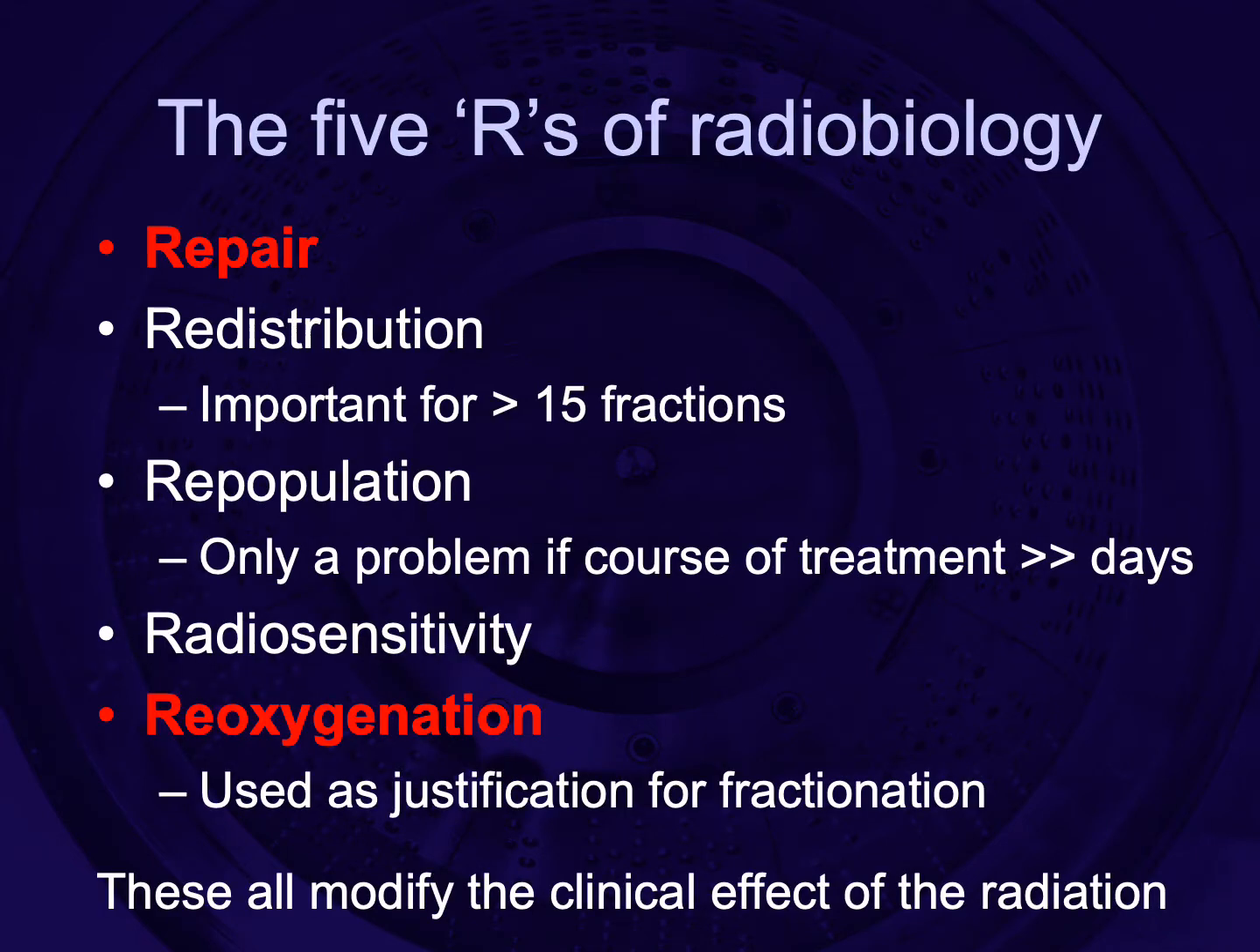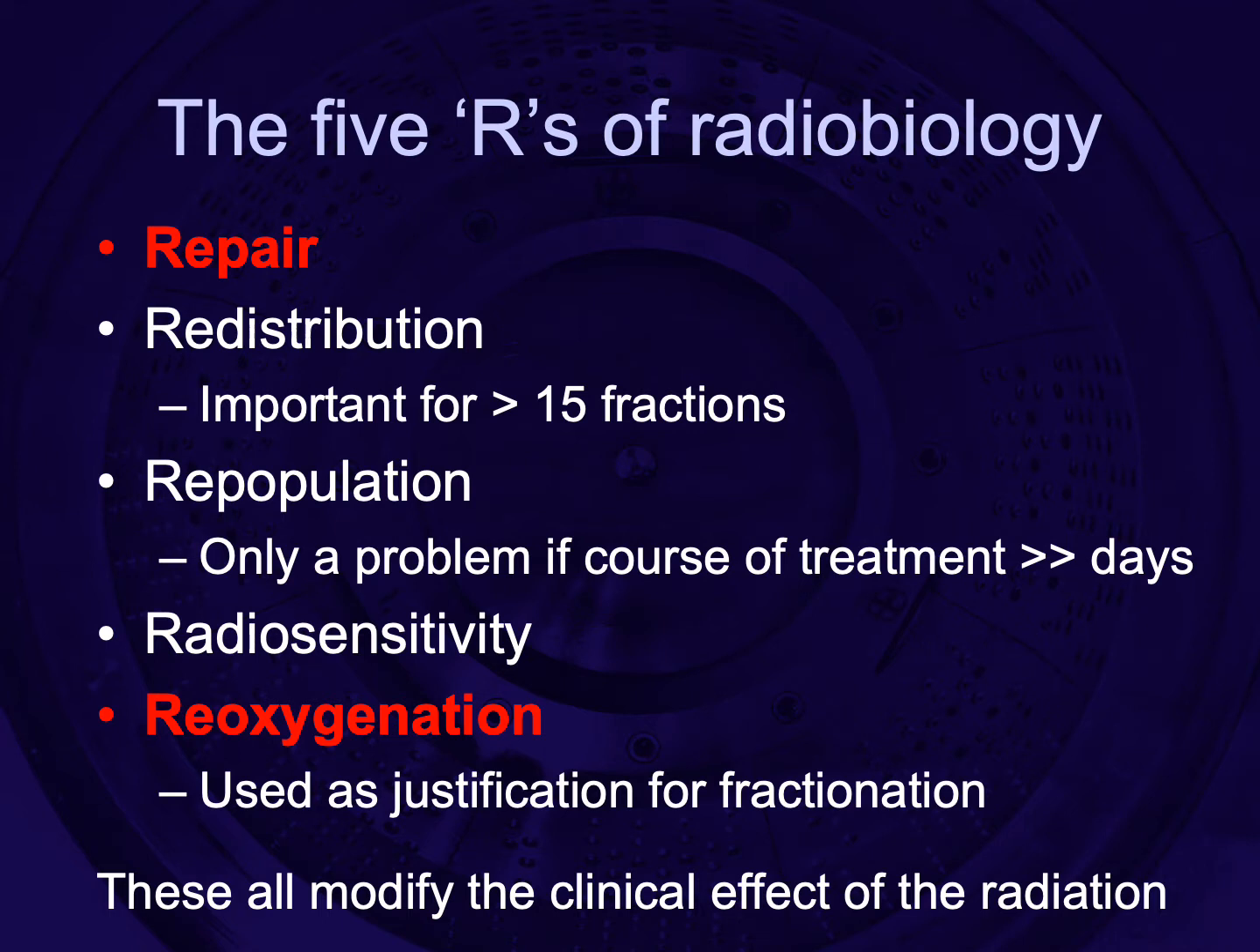So we have the 5 R's of radiobiology. These are well known. The first one is repair. I'll be dealing with that later on. Redistribution is important if you're treating in a number of daily fractions, but you need typically at least 15 fractions to take advantage of redistribution effects. This is the redistribution of the cell cycle.